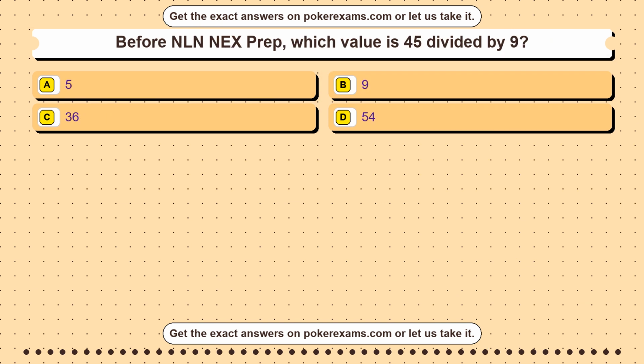Question 25. Before NLN NEX Prep, which value is 45 divided by 9? Option A, 5. Option B, 9. Option C, 36. Option D, 54.